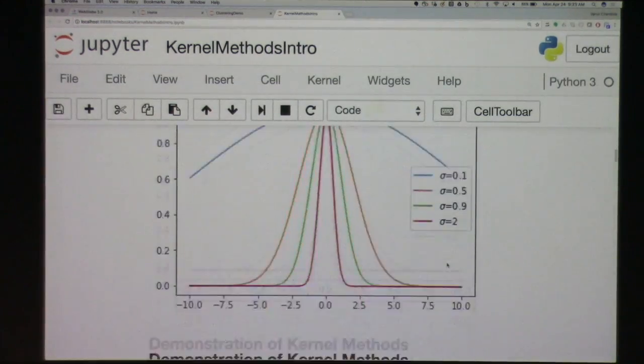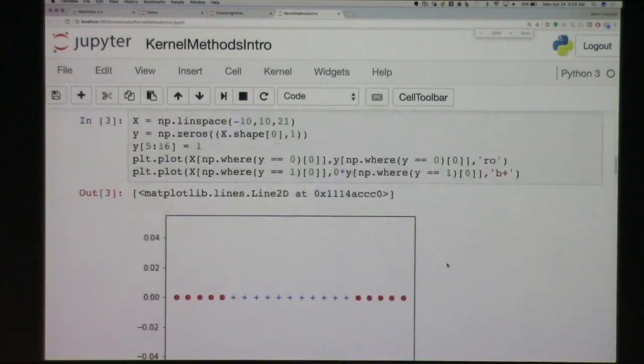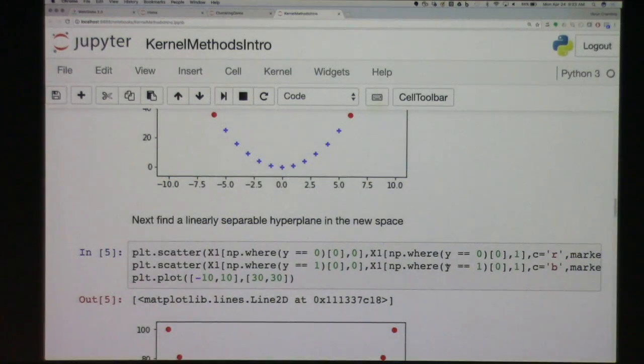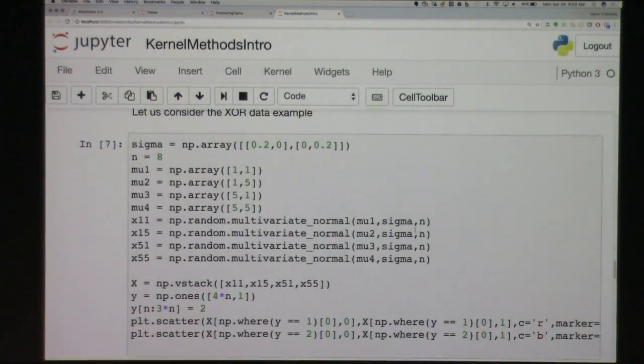So RBF kernels are nice because they let you sort of learn these nonlinear boundaries, right? Because they are going to project things into this higher order space. So let's look at this. So let's say this is my data.